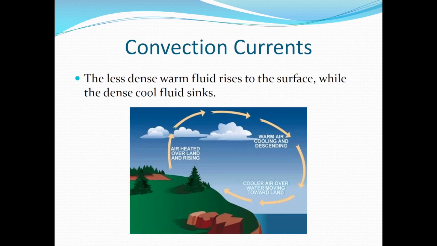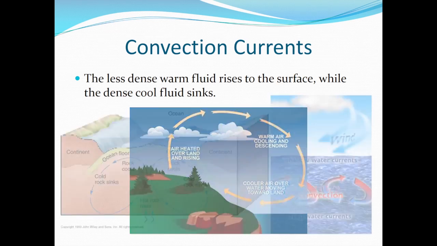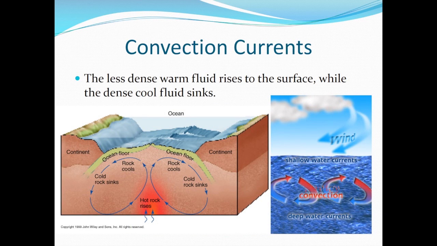When the hot air rises, it cools, becomes more dense, and sinks back down, where it warms as it passes over land and rises again. The same is true of convection currents in the ocean and the Earth's mantle.